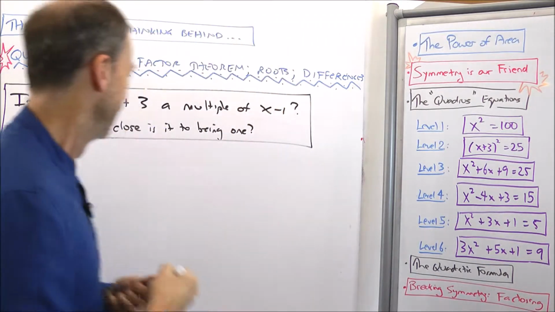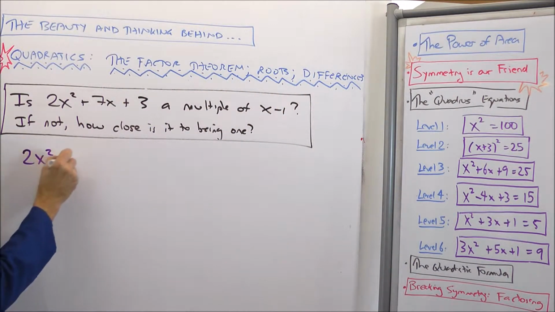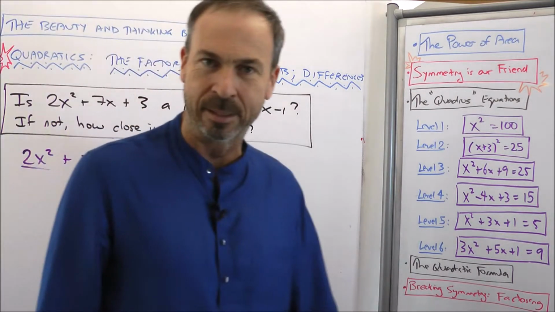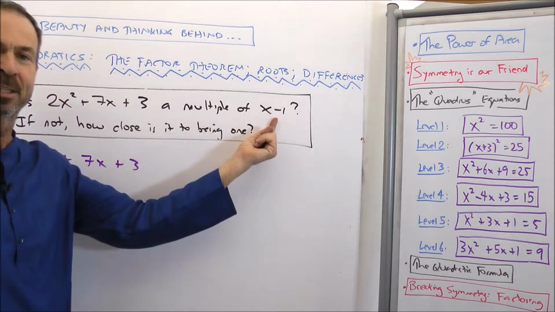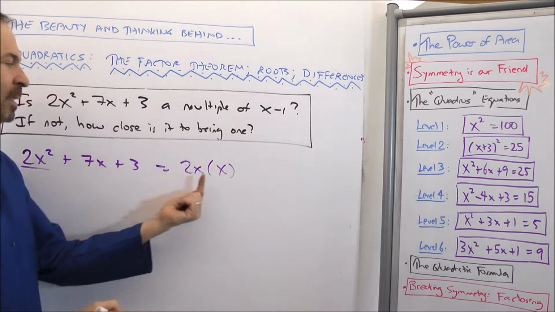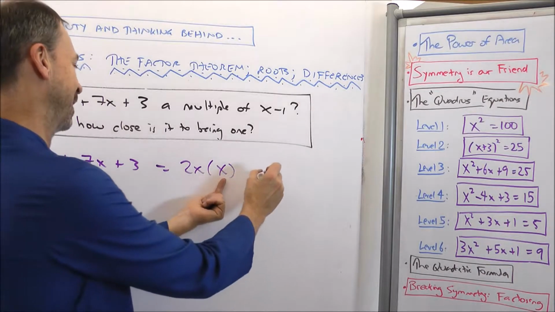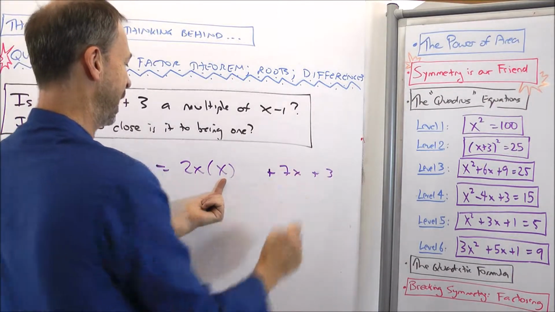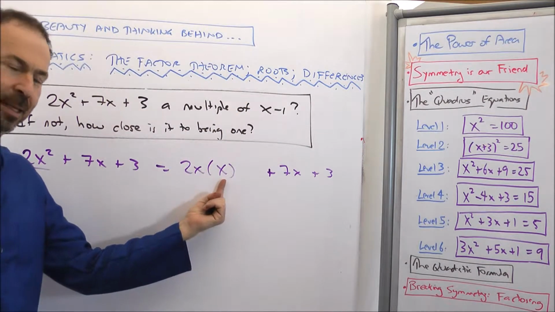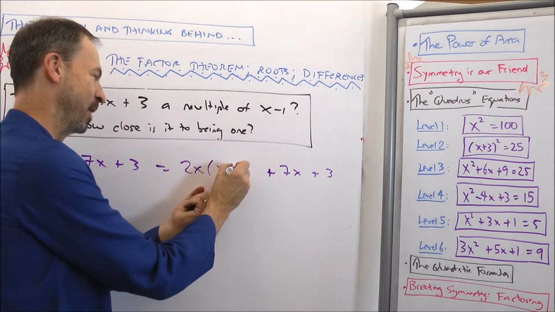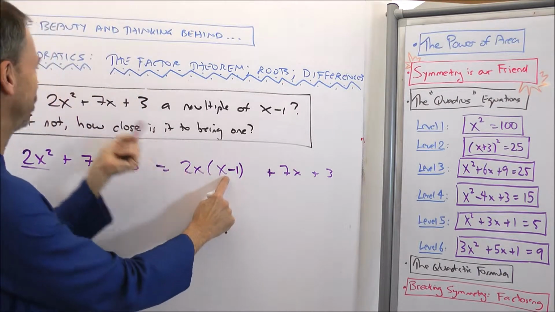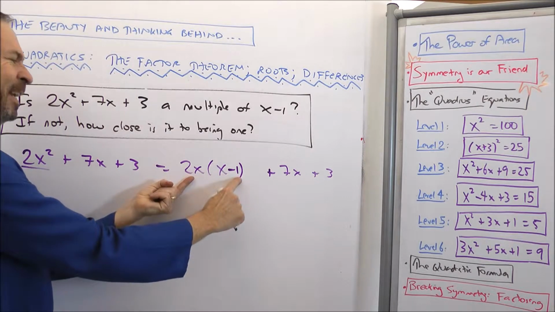Well, let's find out. So let's look at 2x squared plus 7x plus 3, and let me focus on 2x squared. Is 2x squared a multiple of x minus 1? Well, no, but at least it's a multiple of x. I can think of it as 2x times x, plus the 7x plus 3. But I really want it to be a multiple of x minus 1, not just a multiple of x. So I'm going to make it a multiple of x minus 1. Okay? But let's change the question, because 2x times x is 2x squared, and I've got 2x times negative 1, I've got negative 2x.